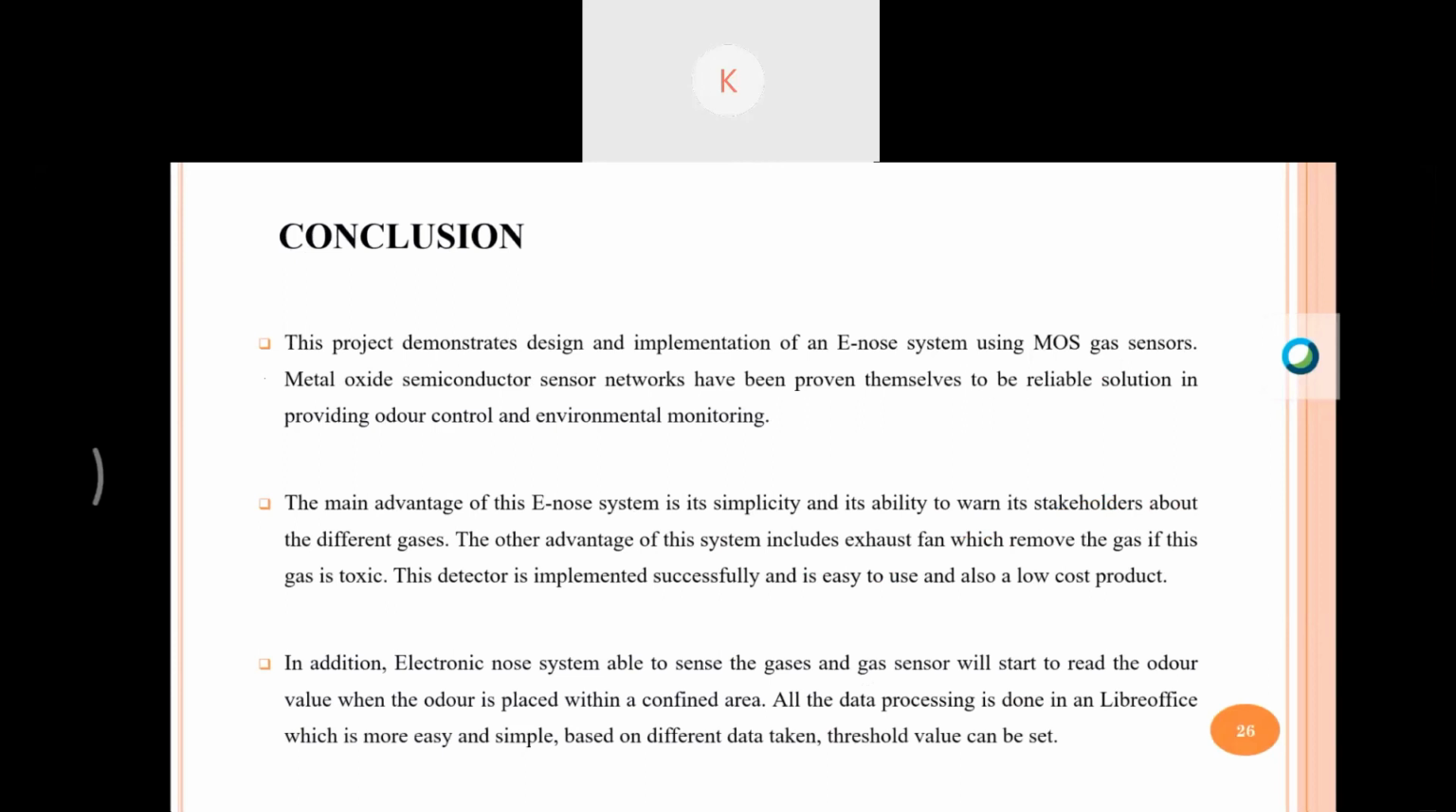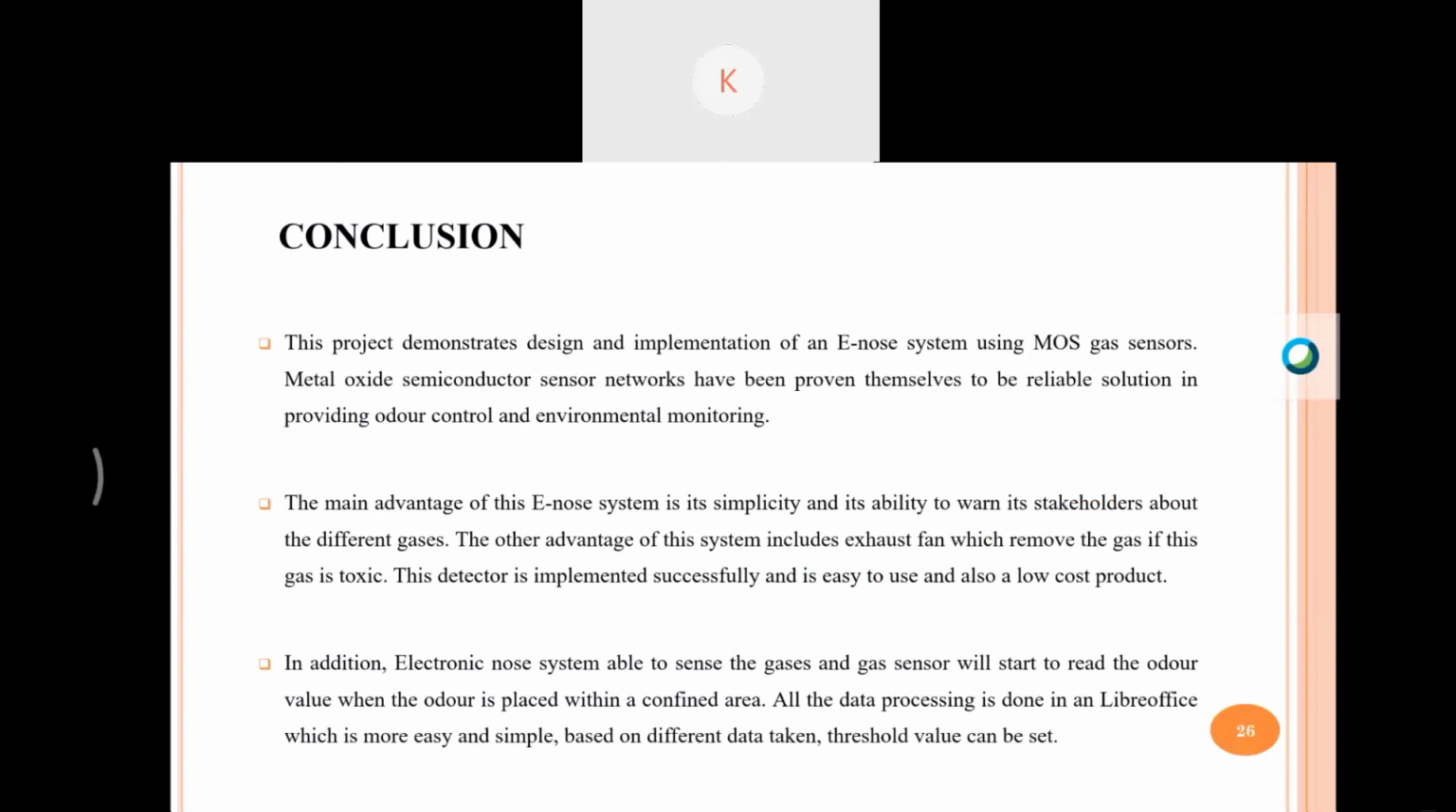So metal oxide gas sensor networks have proven themselves to be a reliable solution in providing odor control and environmental monitoring. Environmental monitoring means the MQ135 acts as an environmental monitor, because not only for ammonia, but we can also use it for nitrogen or oxygen. The main advantage of this system is its simplicity and its ability to warn the stakeholder about the different gases.